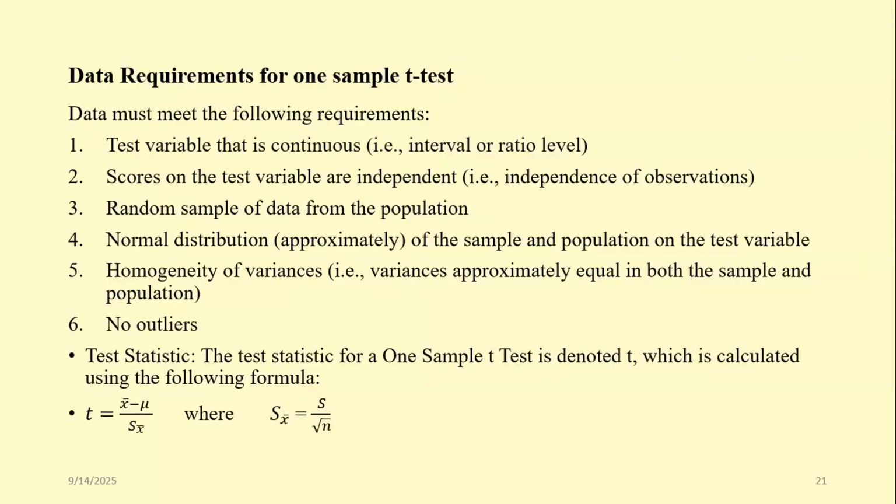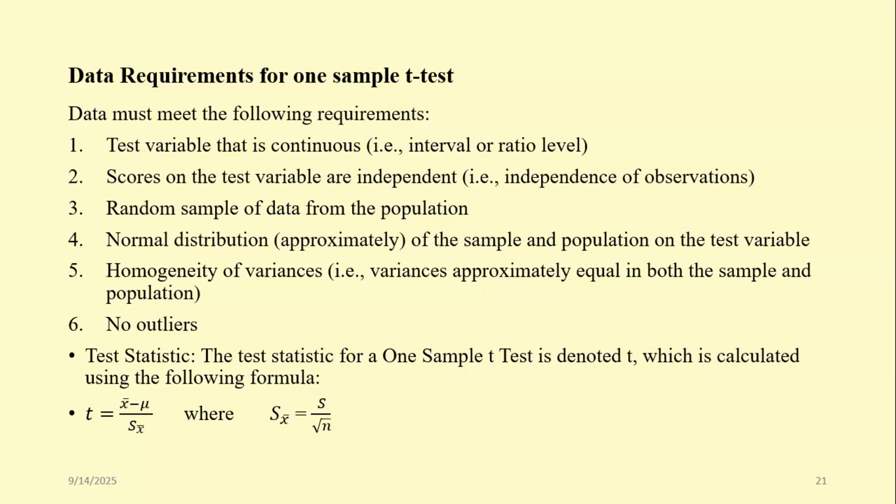Number one, the test variable must be a continuous variable. The variable that you are going to use for this one sample t-test must be continuous, that is, it must have been taken in numbers, not in categories. Number two, scores on the test variable are independent. So for your test variable, you have independence of observation. Each observation is independent of other observations.